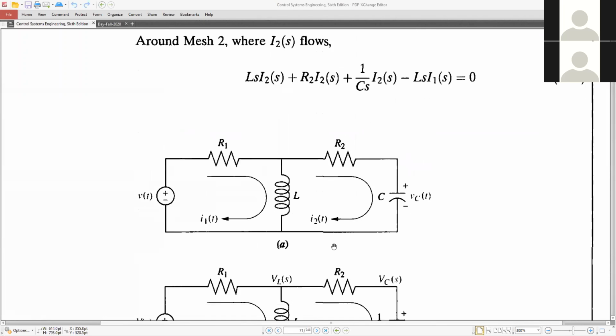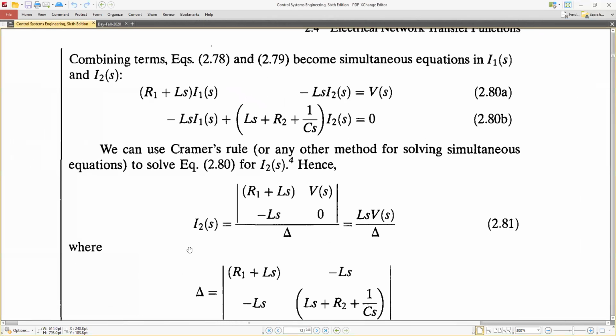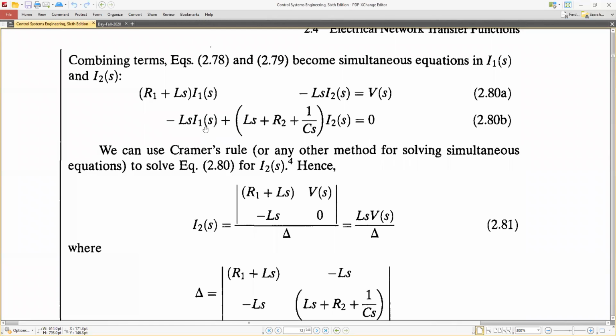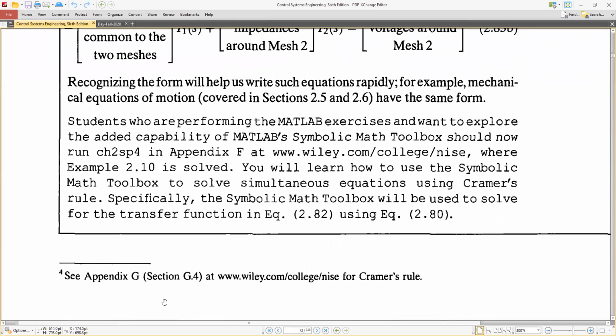Now you have to do some other work. Now write these two equations this way. For the first one, take common the I1 term and the I2 term. For the second, similarly, take common the I1 and the I2. After taking the common, now you can apply Cramer's rule. Where is Cramer's rule? Let me show you. See Appendix G.